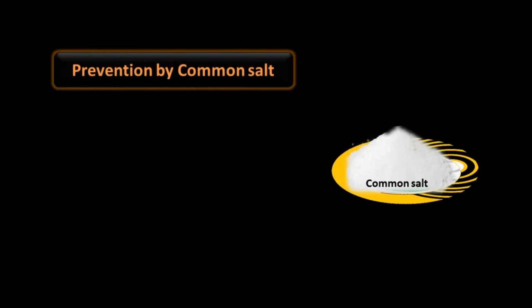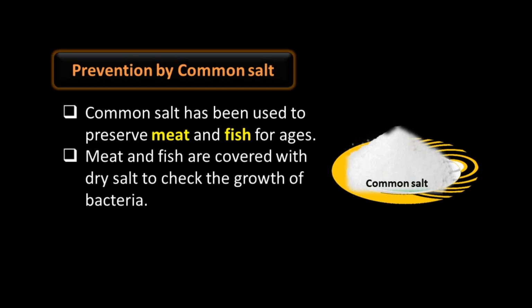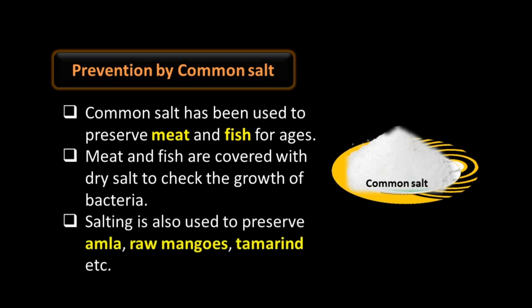Common salt has been used to preserve meat and fish for ages. Meat and fish are covered with dry salt to check the growth of bacteria. Salting is also used to preserve amla, raw mangoes, tamarind, etc.